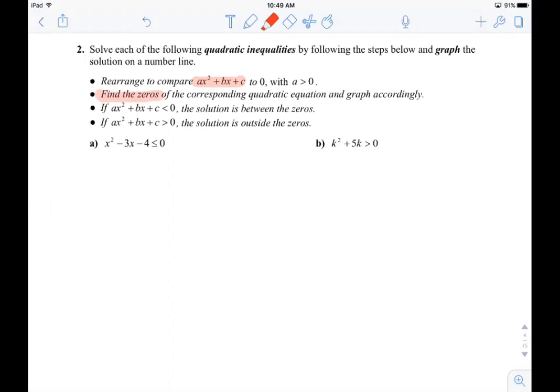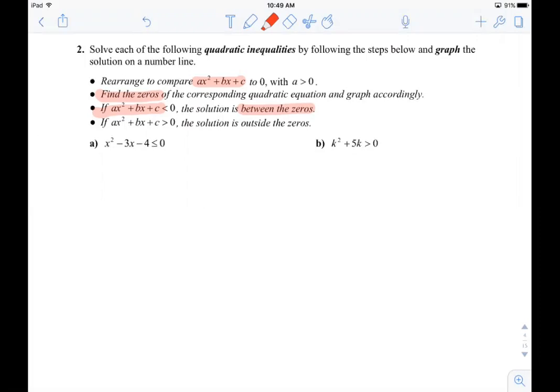Now, from there, if our original statement tells us that that quadratic is less than 0, then the solution that we're looking for, all of the possible x values that work, are all the x values that lie in between the zeros. So that's important to remember. If our quadratic equation is supposed to be less than 0, then once we find the roots, or the 0 values, our solutions will be in between those values.